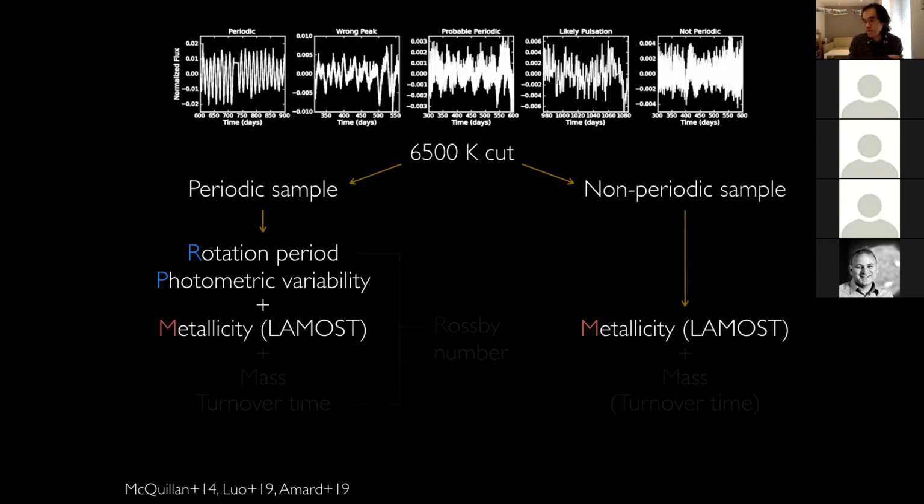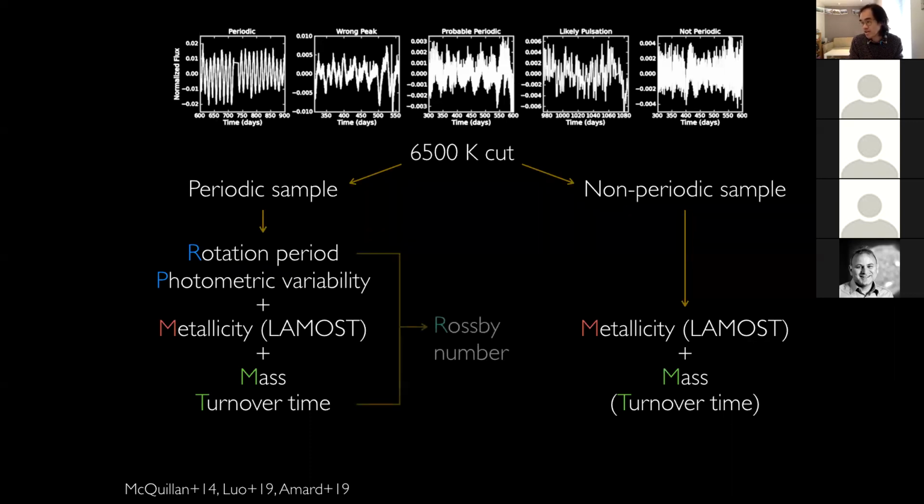Next, we took both the periodic and non-periodic samples and cross-matched them with the LAMOST survey to get metallicities for all of these stars. And then finally, we took various spectroscopic and photometric information to calculate the masses and turnover times for all of these stars using the stellar structure models of Louis Aumar. In particular, when we did this calculation, we accounted for the metallicity when making those estimates.